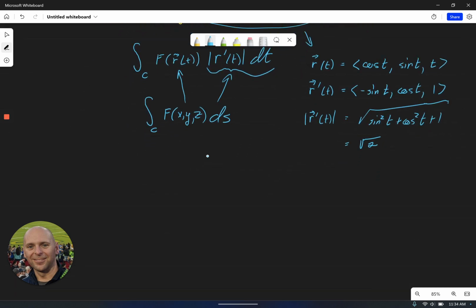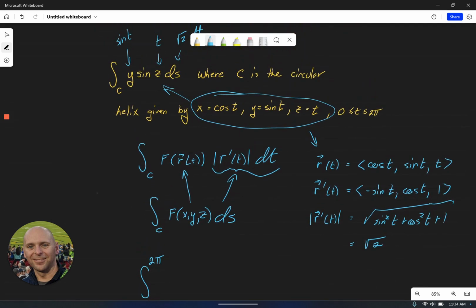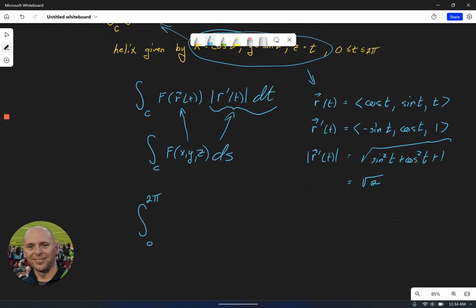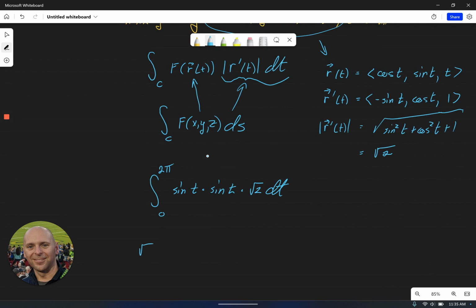So now I've got the integral from 0 to 2 pi, because that was our range. Again, making our replacement, we've got sine t times sine t times root 2 dt. Okay, just simplifying that out, I get the square root of 2 times the integral from 0 to 2 pi of sine squared t dt. And I think you guys can finish it out from there.